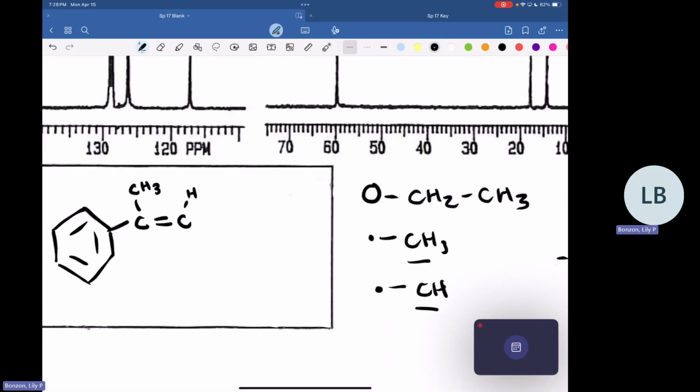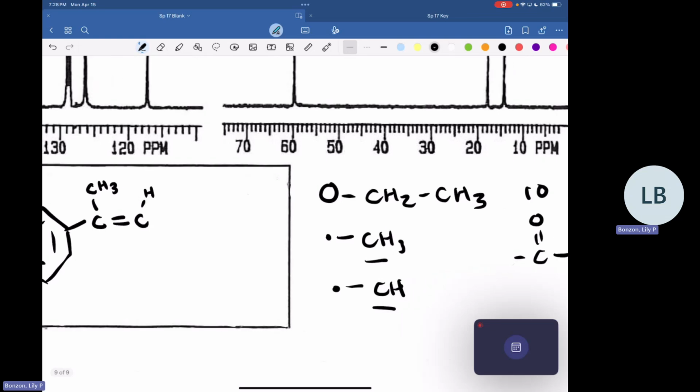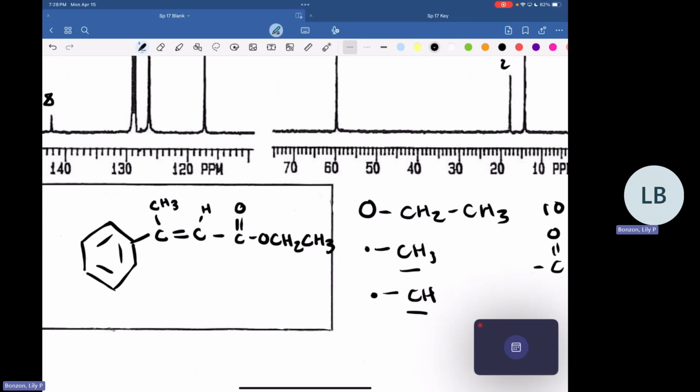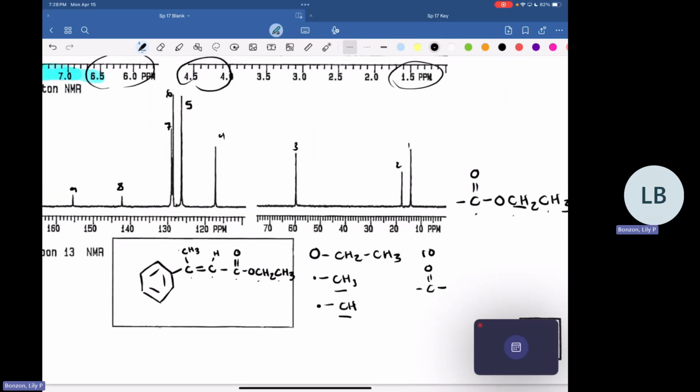So we've got the benzene, we've got this CH3 attached to this carbon in the double bond, we've got the CH for the other part of the double bond, and then we've got our ester. So if we count our carbons, we've got 6 in the benzene, 7, 8, 9, 10, 11, 12. Everything looks good.